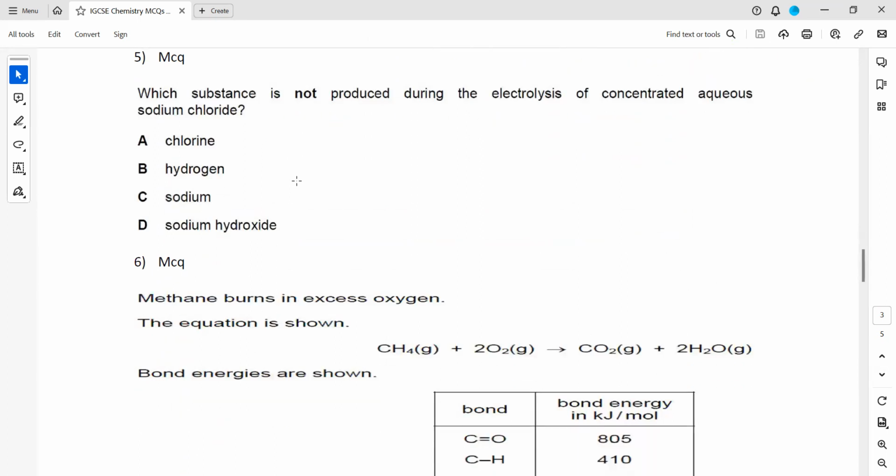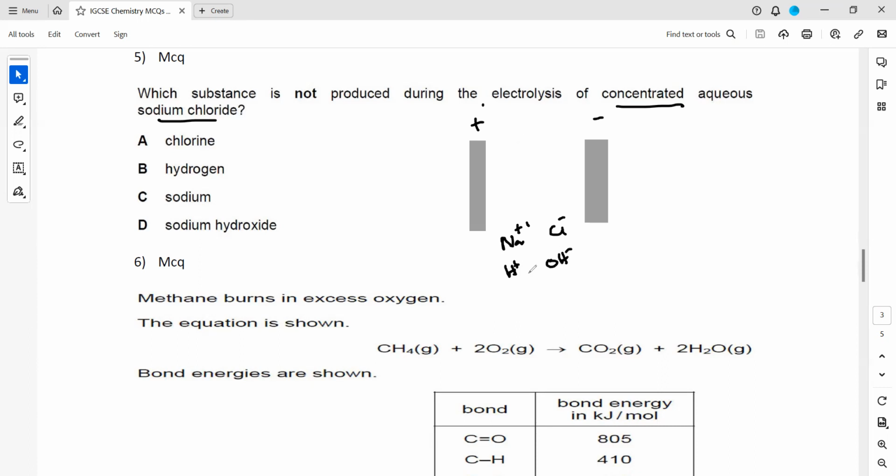In question 5, which substance is not produced during electrolysis of concentrated aqueous sodium chloride? If they did not mention the electrodes, then you will consider that these electrodes are made of graphite. So we have the anode and the cathode, and the electrolyte, aqueous concentrated sodium chloride. The sodium ion is there, the chloride ion is there, the hydrogen ion will be there, and hydroxide.